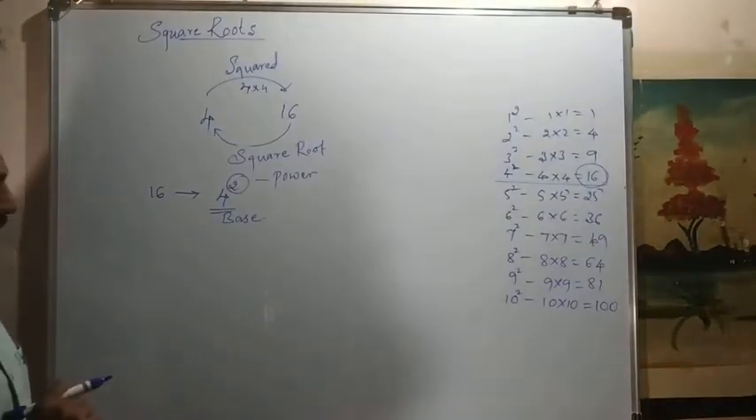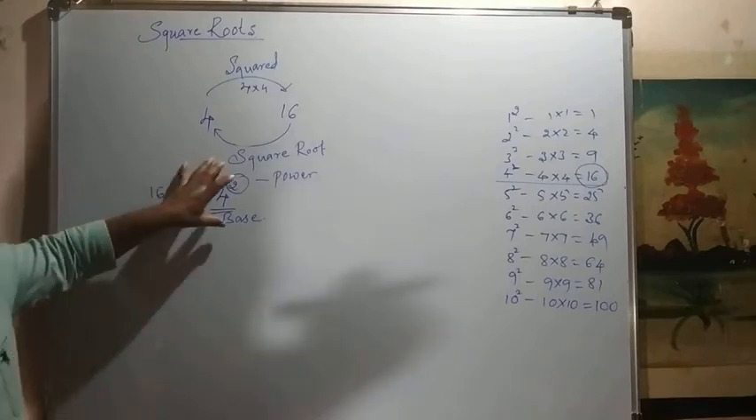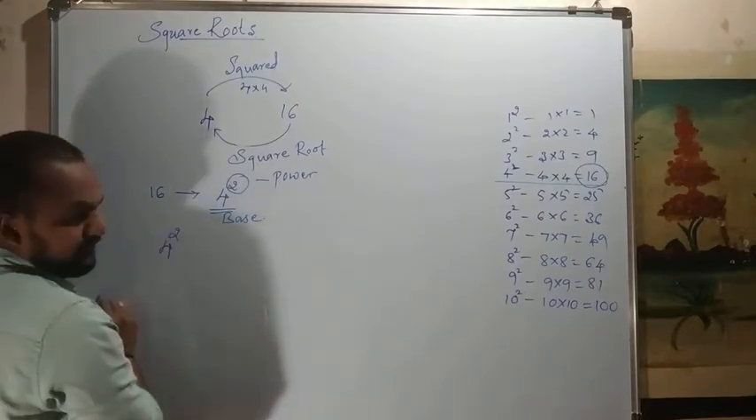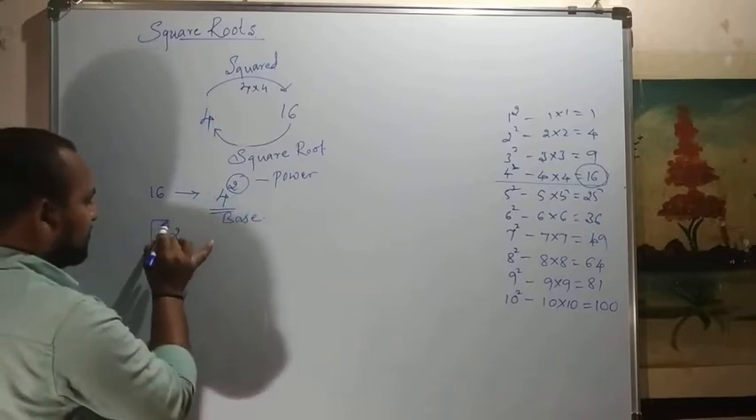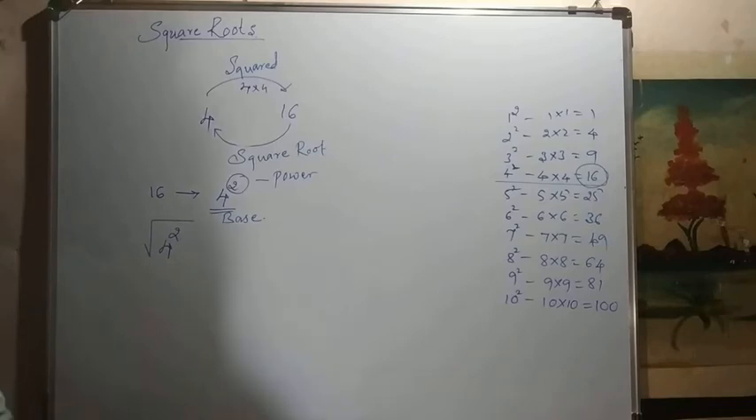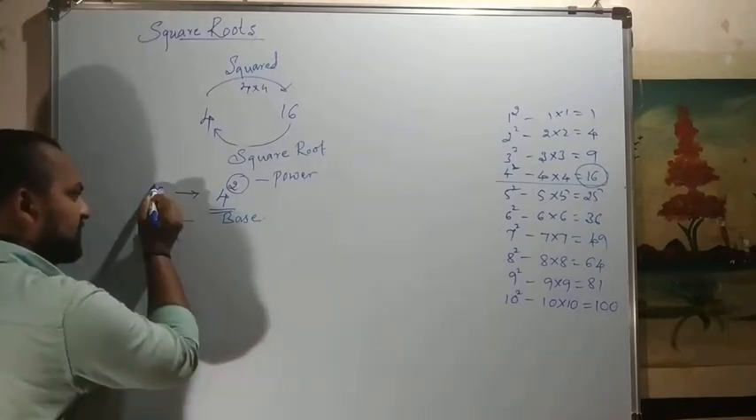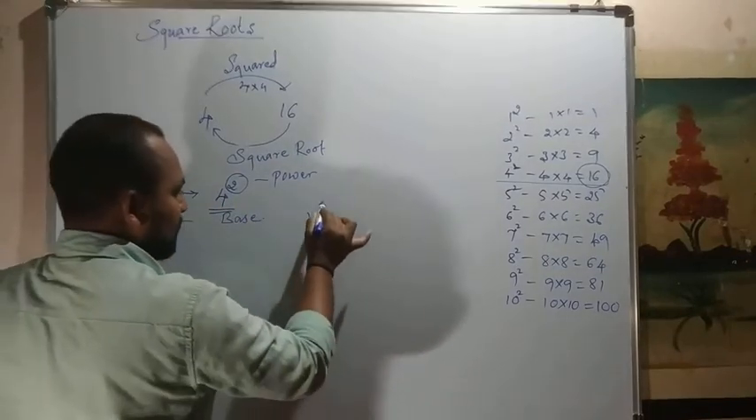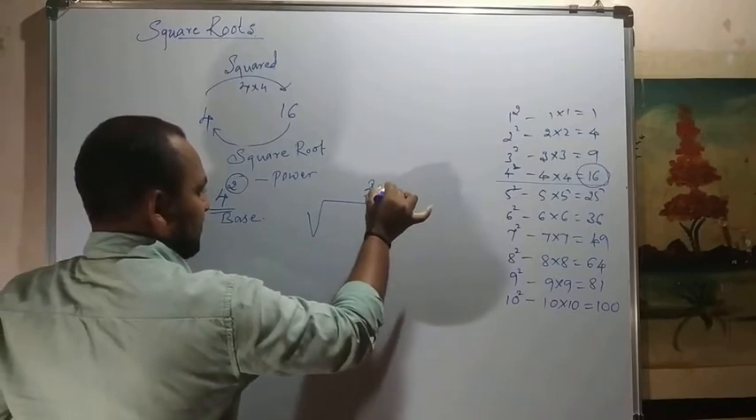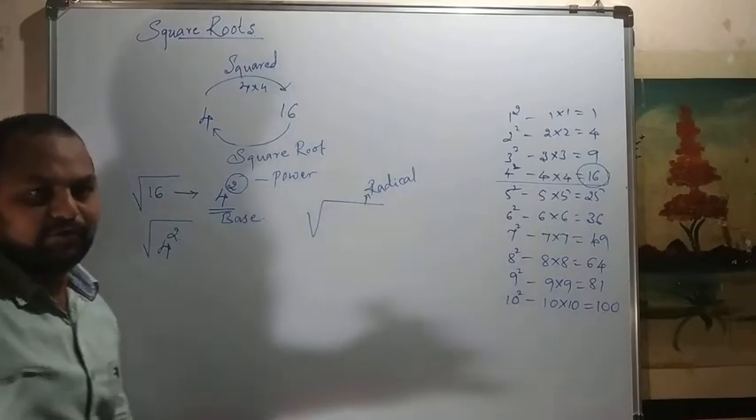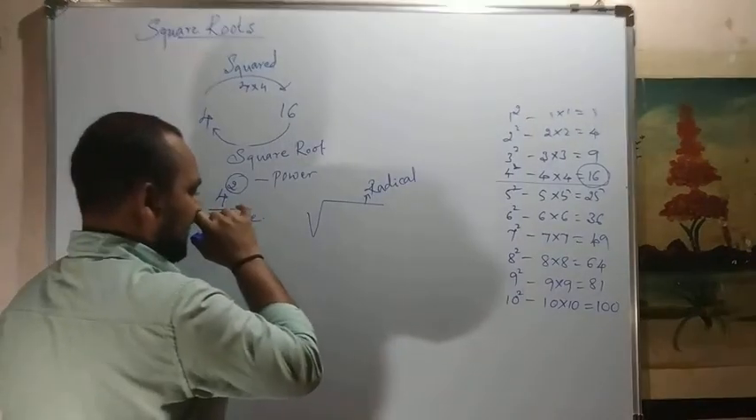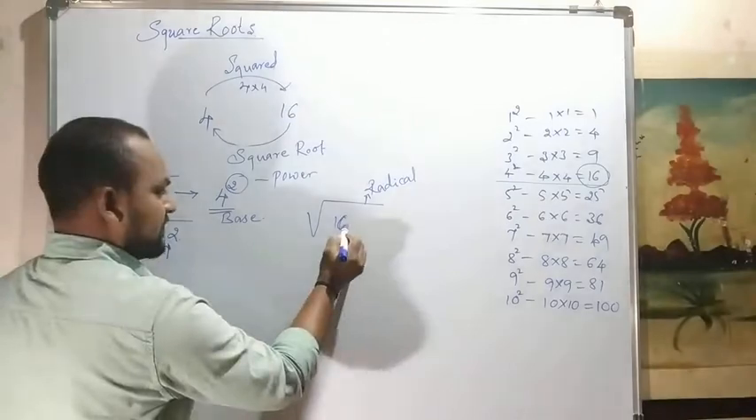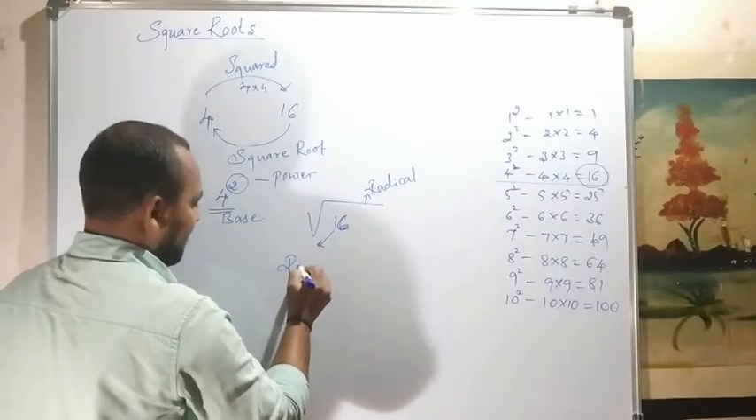Okay, the square root of 16 is 4, and symbolically 4 square is 16, and then the square root of 16. Here the root symbol is called a radical. The number inside, here the 16, is called the radicand or base.